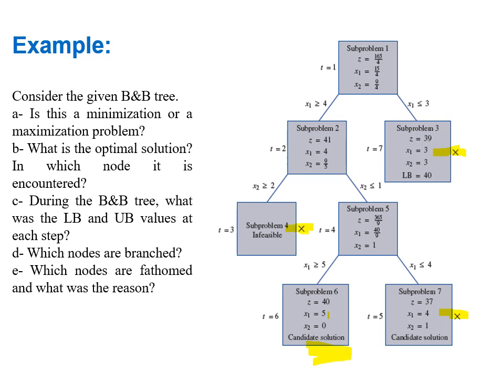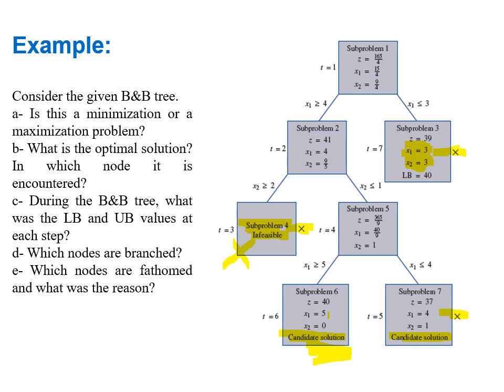Then what are the reasons for fathoming? The reason for fathoming this one is infeasibility, so it means that we cannot get the optimum solution from this one. The reason for fathoming subproblems 6 and 7 is that we obtained candidate solutions. And similarly from subproblem 3, we also obtained a candidate solution, an integer feasible solution.